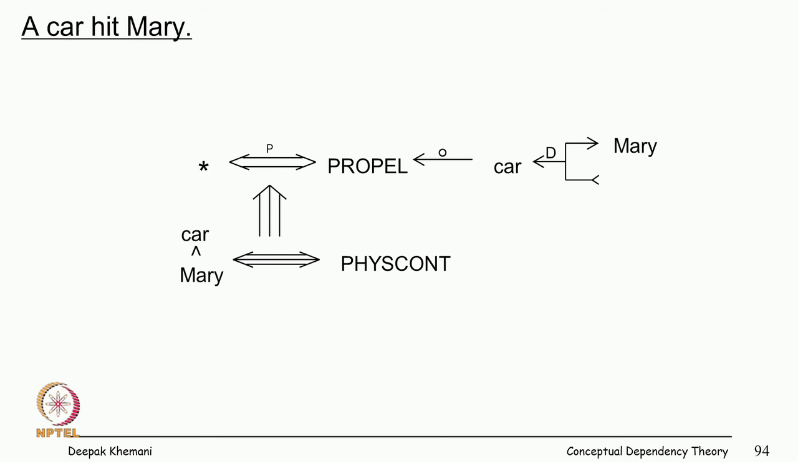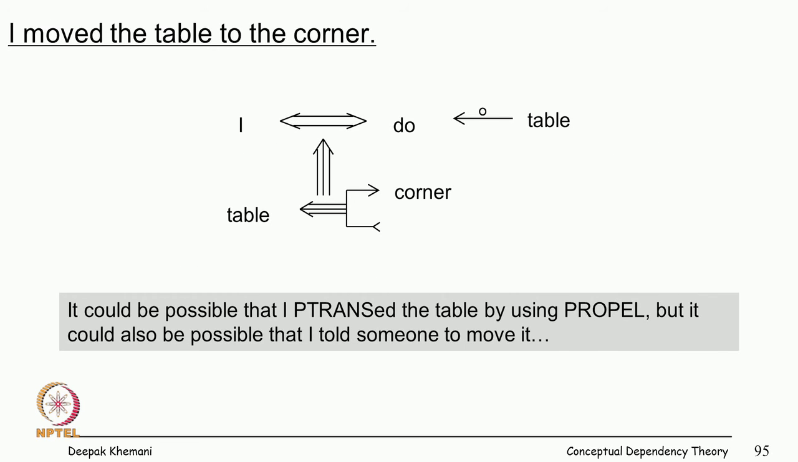If you say a car hit Mary, we can say that somebody was propelling the car, we do not know who, and the car and Mary came into physical contact essentially. So, we do not know who the agent of this, who the actor in this whole thing is. We do not want to model a car as an actor most of the time, unless it is a movie or something.